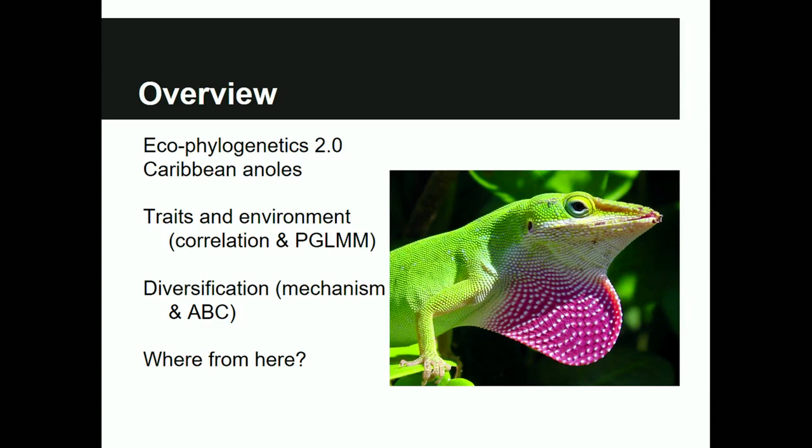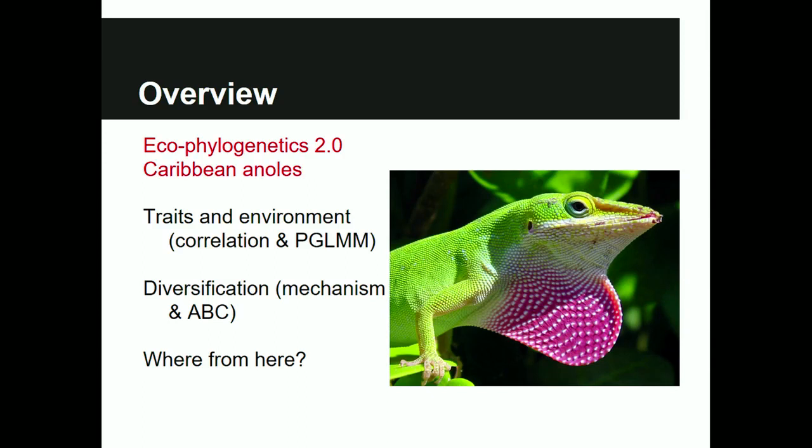So what I'm going to do to start off with is talk you through a little background about the field of ecophylogenetics and how I think we can use evolutionary history to understand ecological dynamics. I'm then going to talk about trait and environmental relationships using some off-the-shelf tools in something called a phylogenetic generalized linear mixed model. But because it's the day after the gala, there will be no maths, don't worry. And then finally, I'm going to talk about some new models that try to incorporate some mechanism into those evolutionary and ecological interactions. And then I'll comment on where we might go from here in that regard.